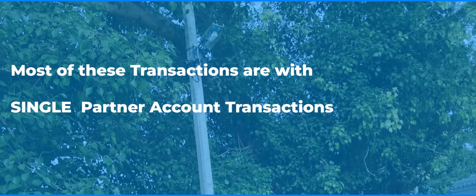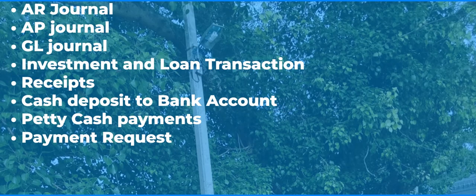Most of these transactions are with single partner account transactions. Leibniz has around 8 functions to process single partner account transactions, based on AR journal, AP journal, GL journal, investment and loan transaction, receipts, cash deposit to bank account, petty cash payments, to enable segregation of duties, even though internally they are the same function.